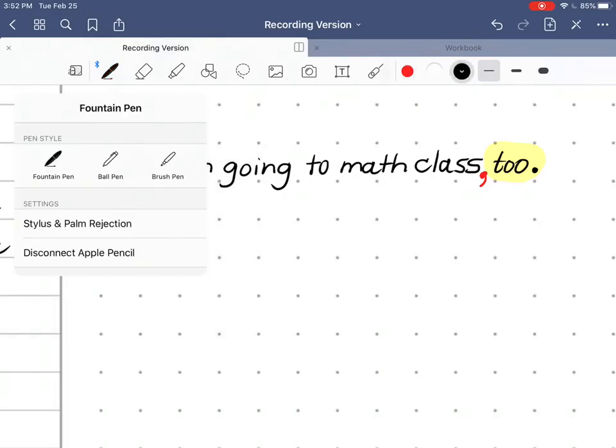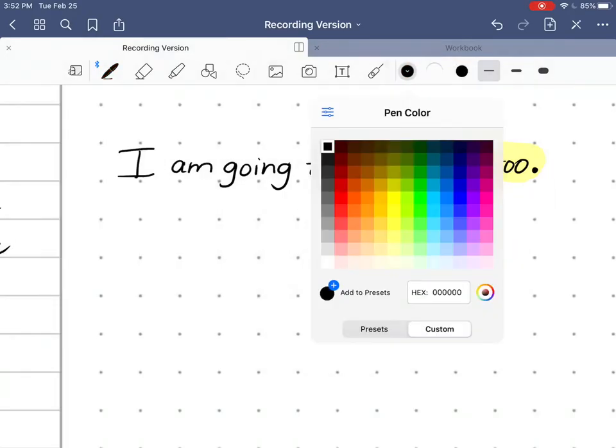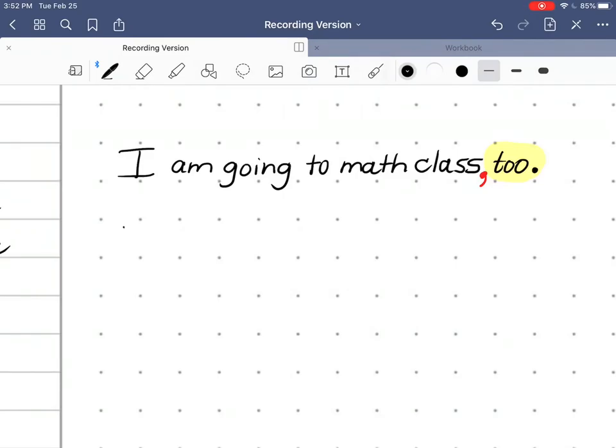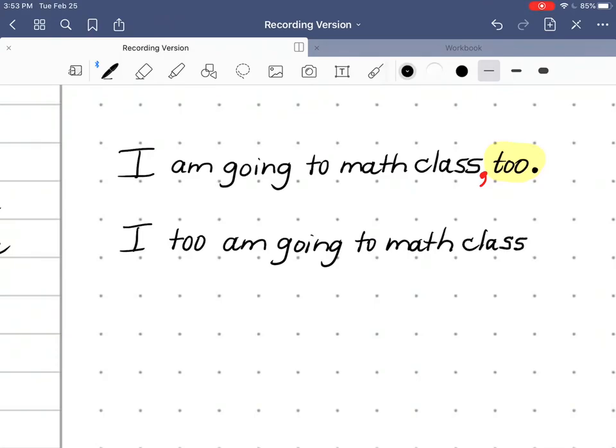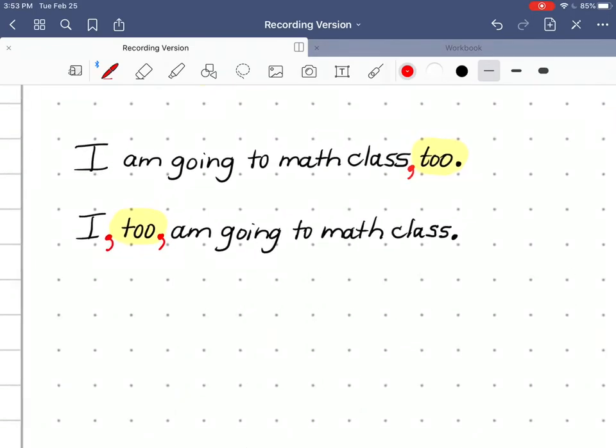If you wrote it this way, this is a very archaic or old way of writing it, but I've seen it. I, too, am going to math class. This really sounds funny, but it could happen. It's basically the same sentence. I have just moved the word "too." I've put the word "too" right there. So in this case, because it's in the middle of the sentence, you would put a comma there and a comma there. So that is basically the rule.